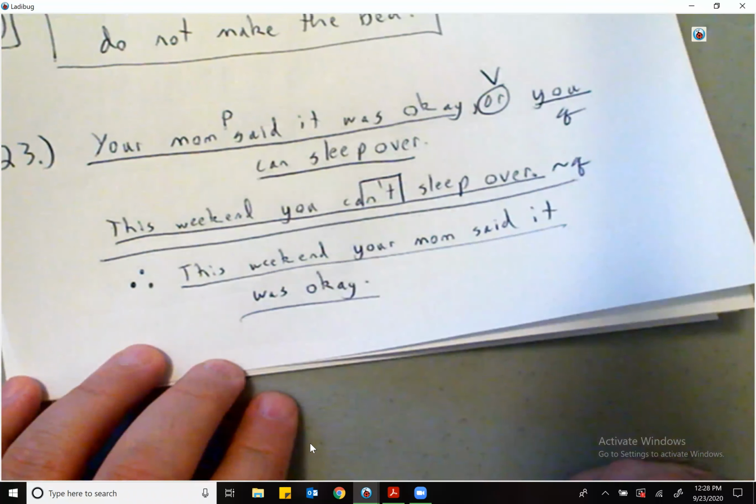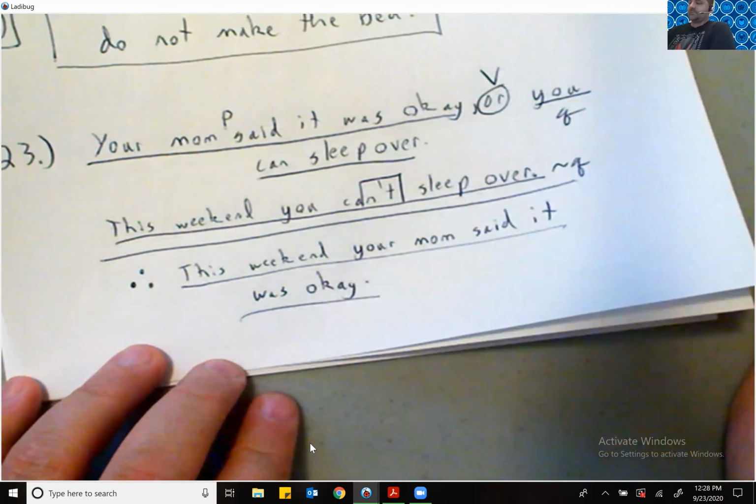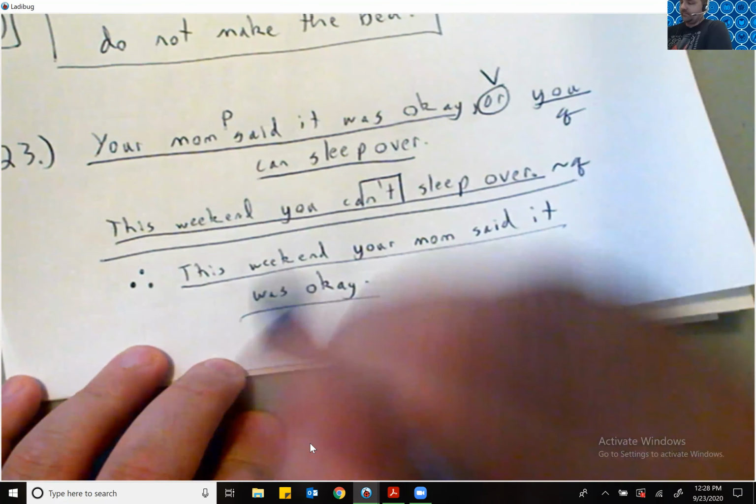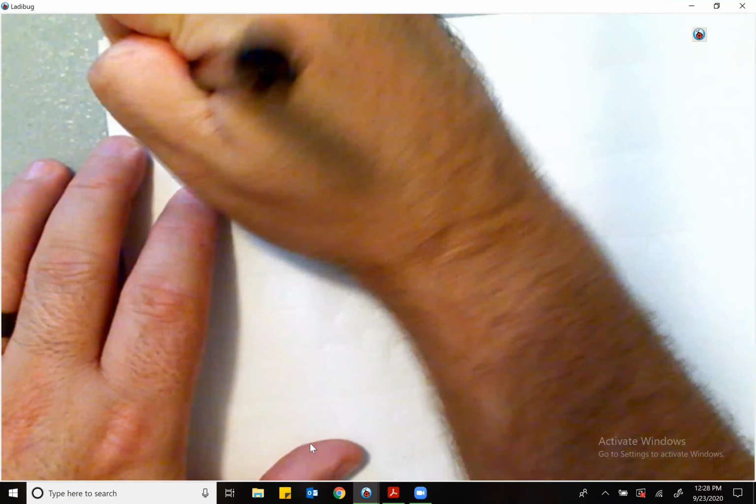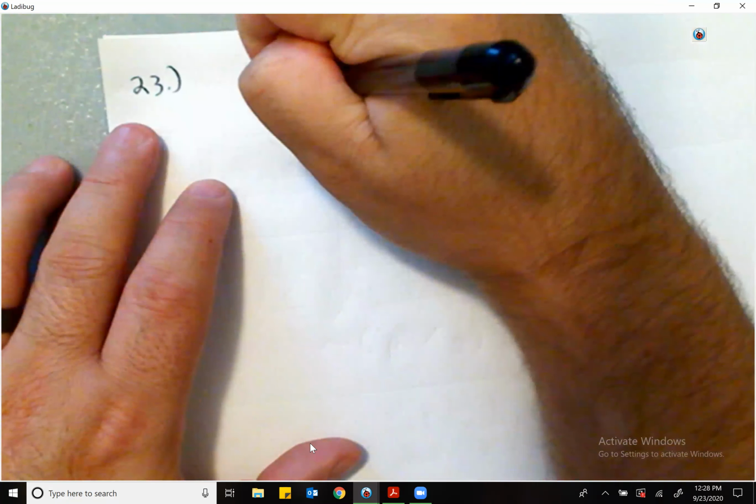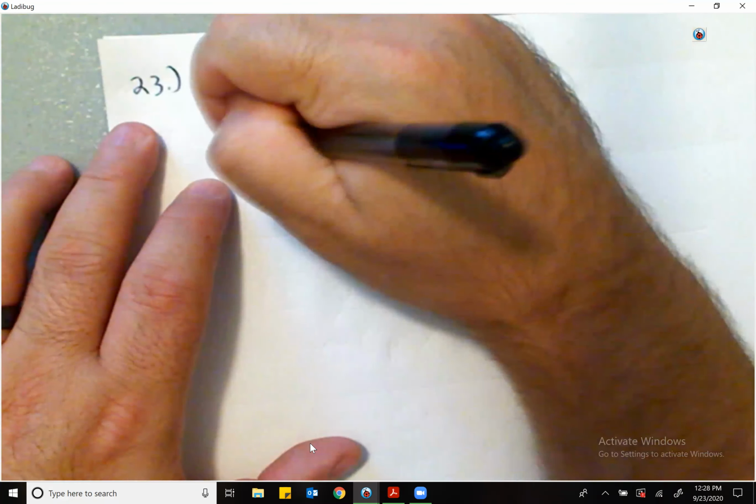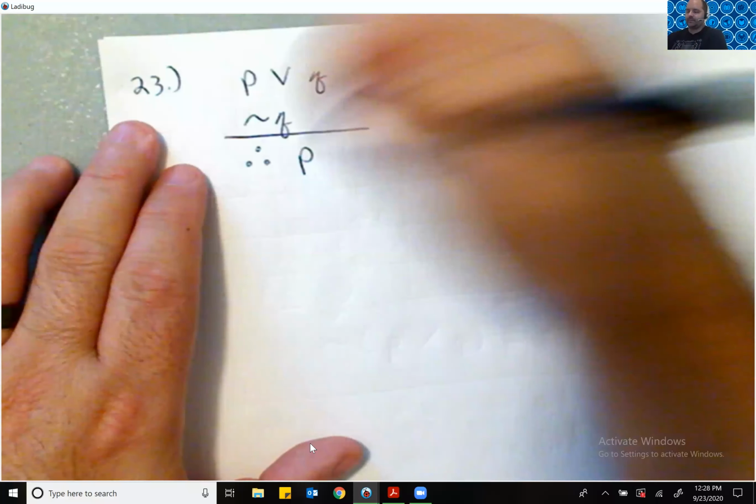So that would be P. So this is what we now know symbolic wise of our situation. So P V Q, then on top of that there's a negated Q, and there's a line, and then there's three dots and a P. You got it. So that's what we got.